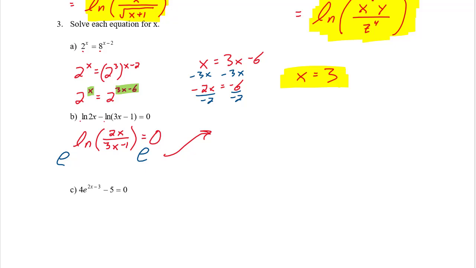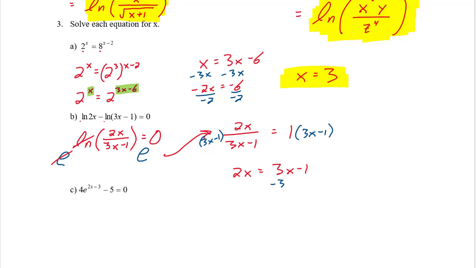And if I were to do that, now the e and the natural log would cancel out, leaving me 2x over the 3x minus 1. Again, because those cancel out. And then e to the 0, that would just equal 1. So to solve an expression like this, I would just want to clear my fractions, so I'd multiply both sides by the denominator I have, so 3x minus 1, which then gives me 2x is equal to 3x minus 1.